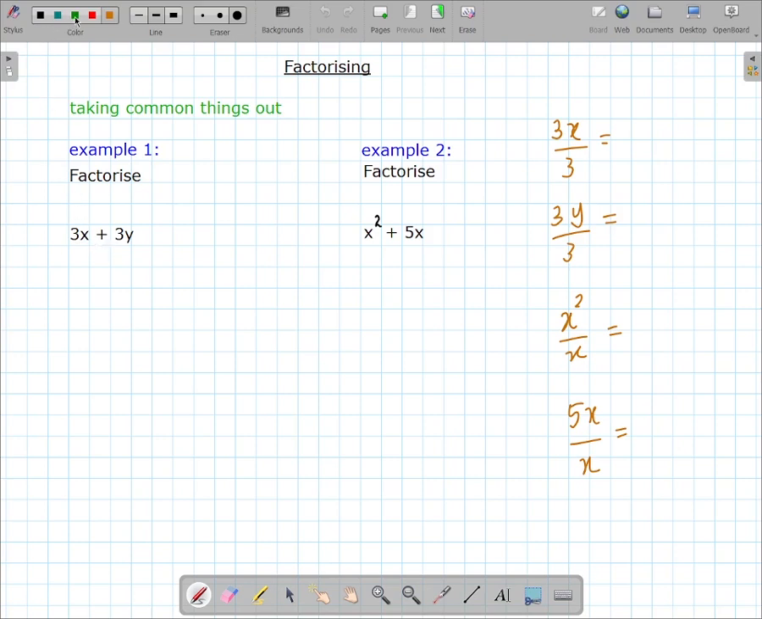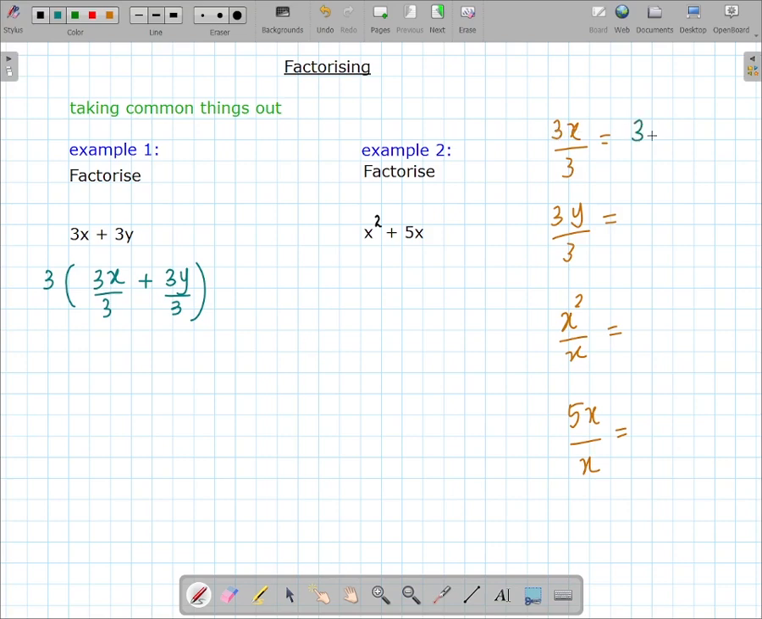Let's write 3 open bracket, then I write the first term, that is 3x divided by 3, because you took 3 out. So you have to divide the first term by 3, plus 3y divided by 3. Then 3x divided by 3. I have written here 3x divided by 3.